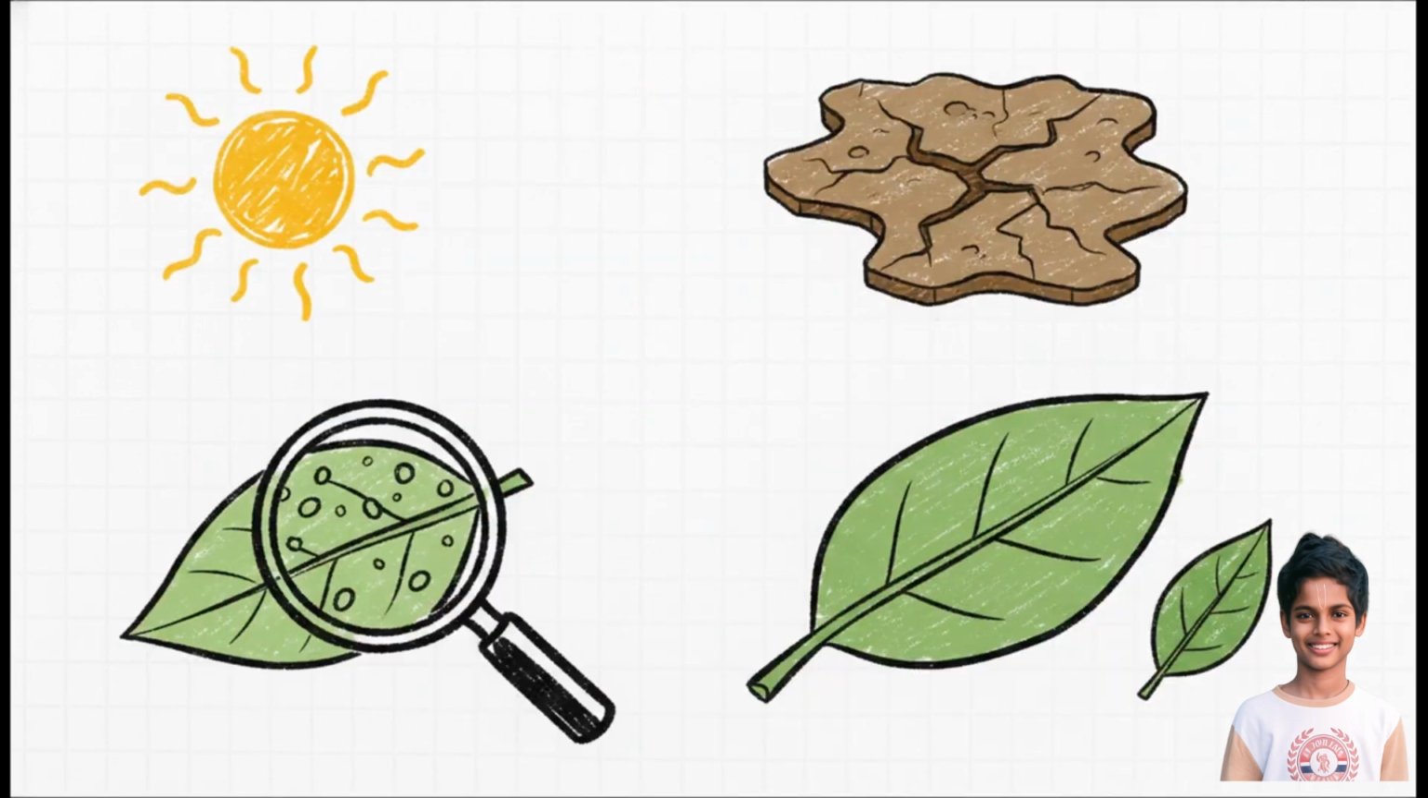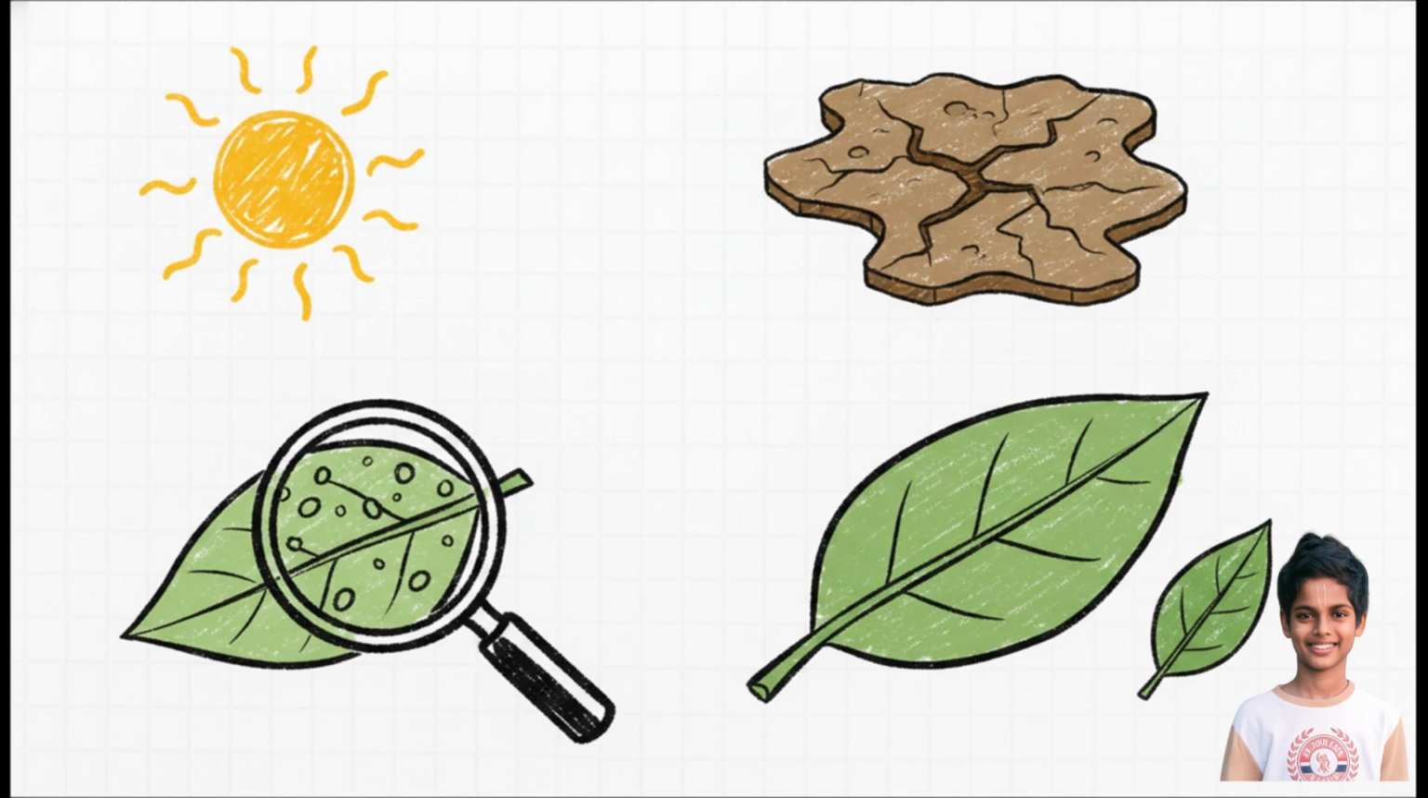Now, if you open your exam paper and see a 4-mark question asking for the factors affecting transpiration, here are the 4 exact bullet points you need to write down. Number 1, the condition of the air. Warmer air means a higher rate of transpiration. Number 2, moisture. Less moisture, or drier air, equals a higher rate.